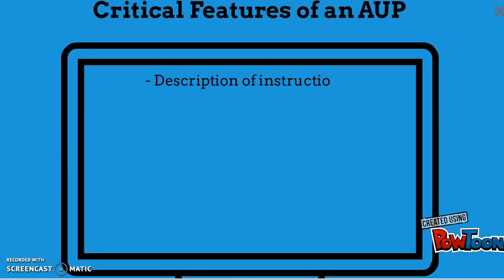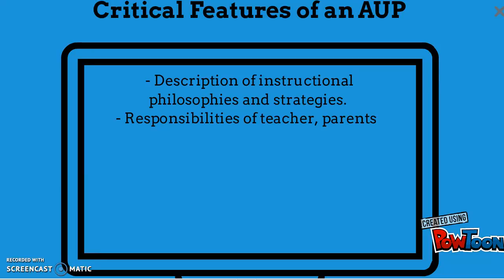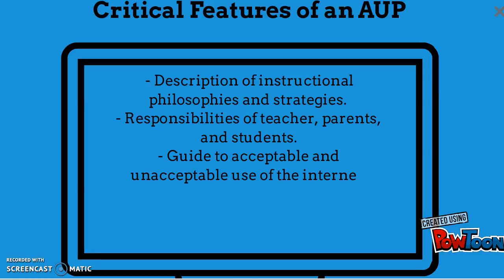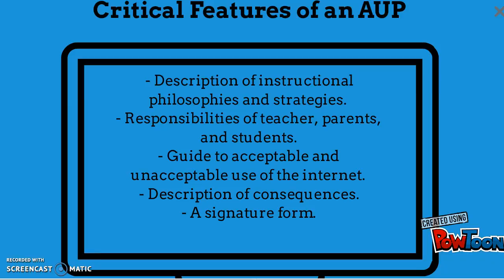Critical features of an acceptable use policy. Some features are the description of instructional philosophies and strategies in terms of incorporating technology. The acceptable use policy should list teacher, parent, and student responsibilities for technology use.